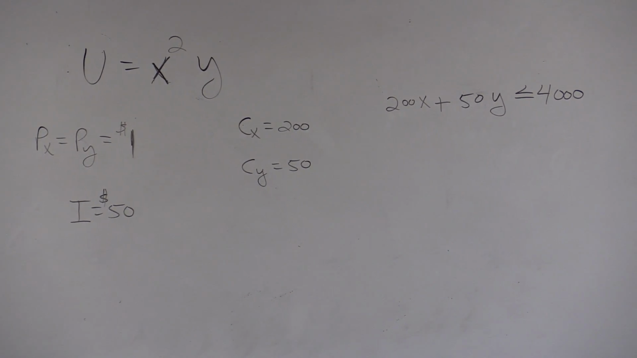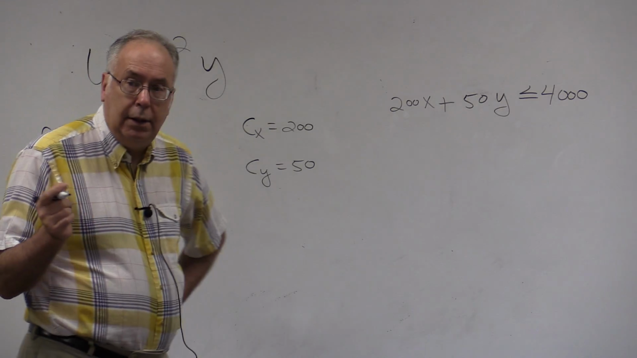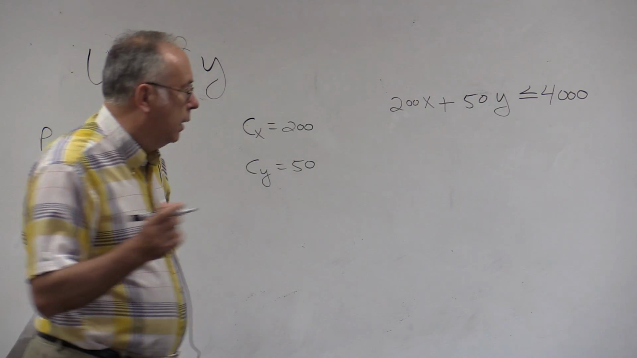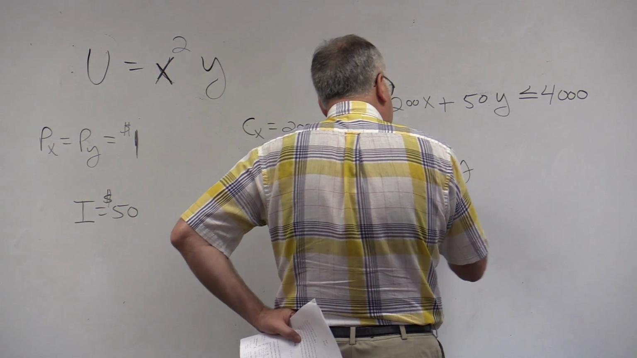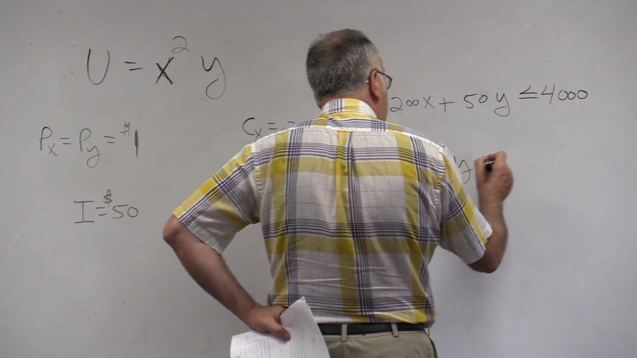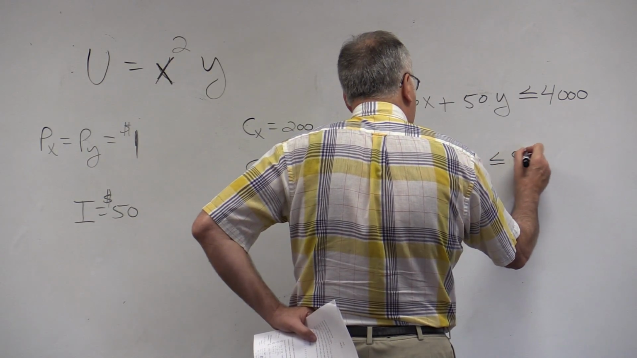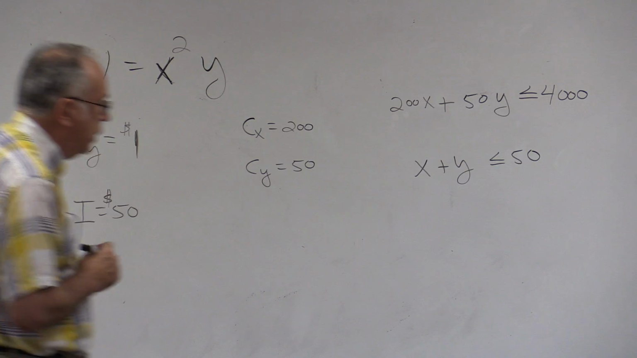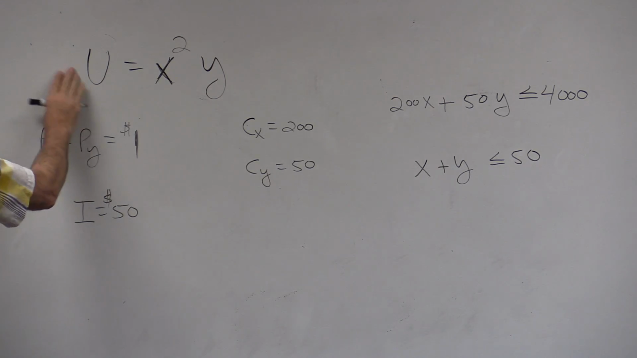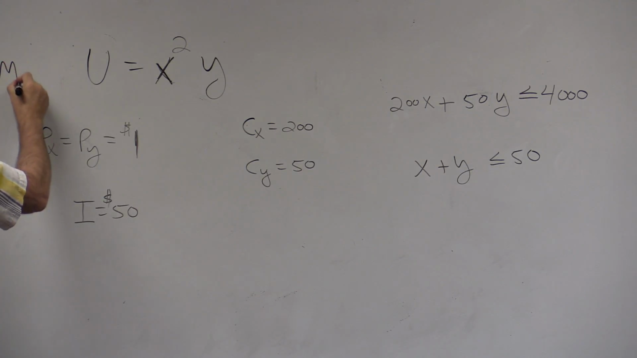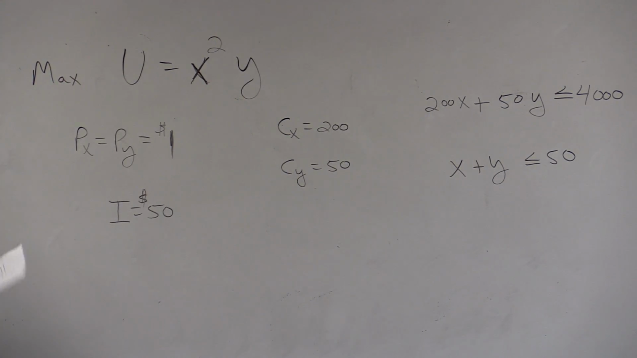Now our income constraint would just be what? x plus y. Since the price of x and the price of y are each 1, this has to be less than or equal to 50. Okay, so those are the constraints. And this is the thing Ian wants to maximize. So what is our Lagrangian function for this problem?